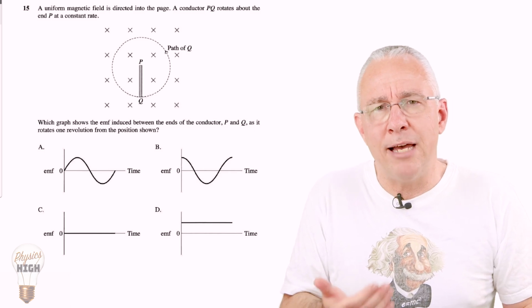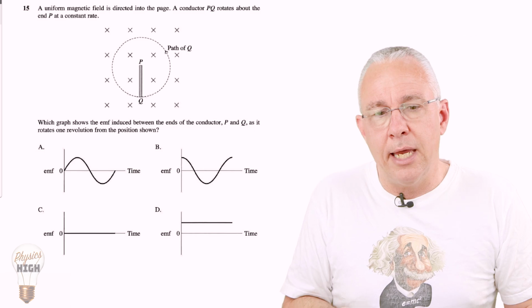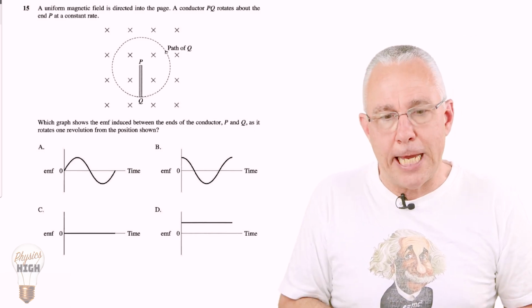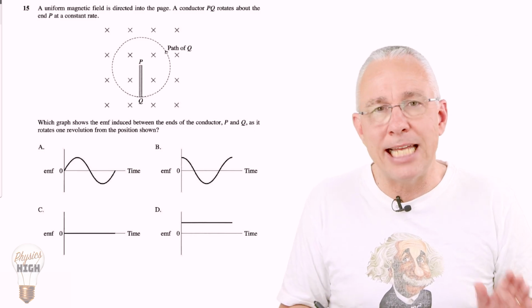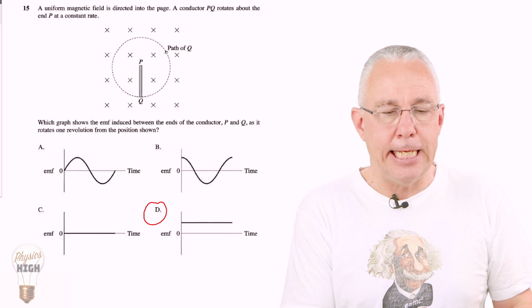But that means we have a potential difference. That means we have an EMF. And no matter what position that rod is in, that will always be the case. And so what we end up getting is a constant non-zero EMF, and the answer is D.